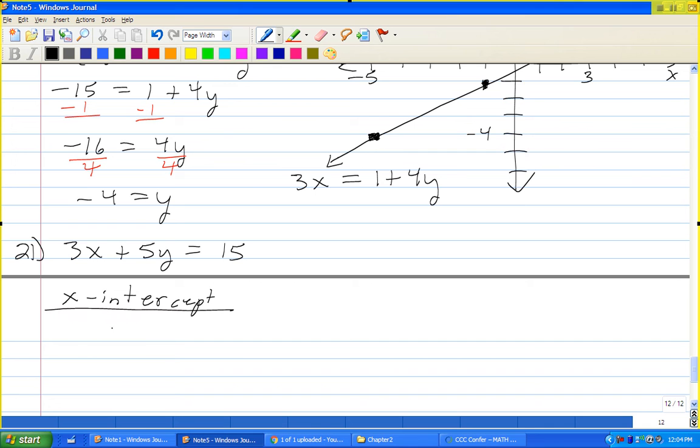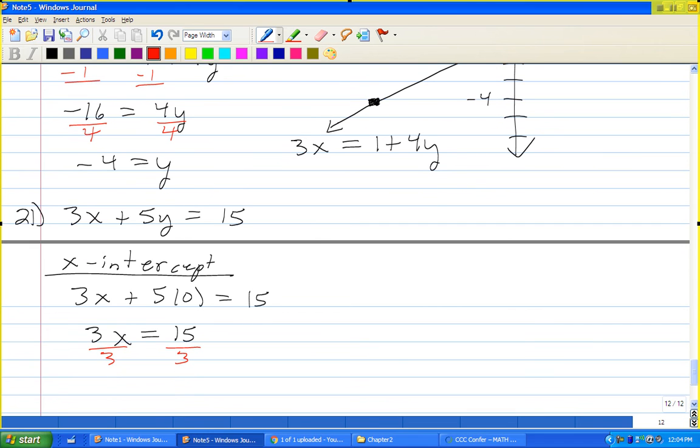You find the x-intercept by setting y to 0 and solving for x. 5 times 0 is 0. 3x plus 0 is 3x. Divide both sides of your equation by 3. And so x is equal to 5. Therefore, the x-intercept is at the point 5, 0.